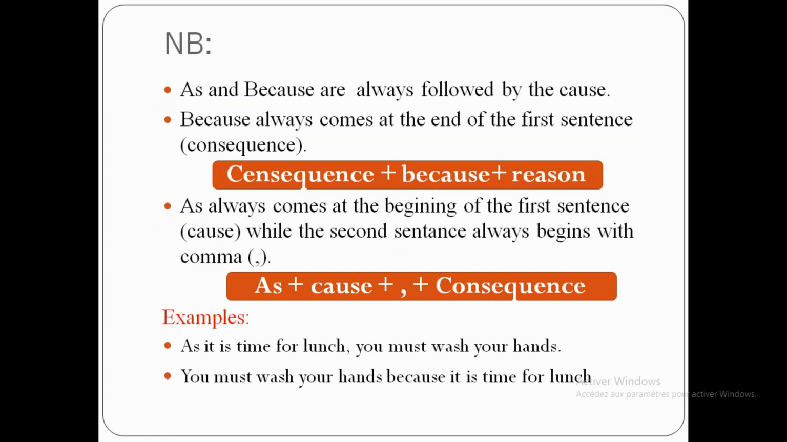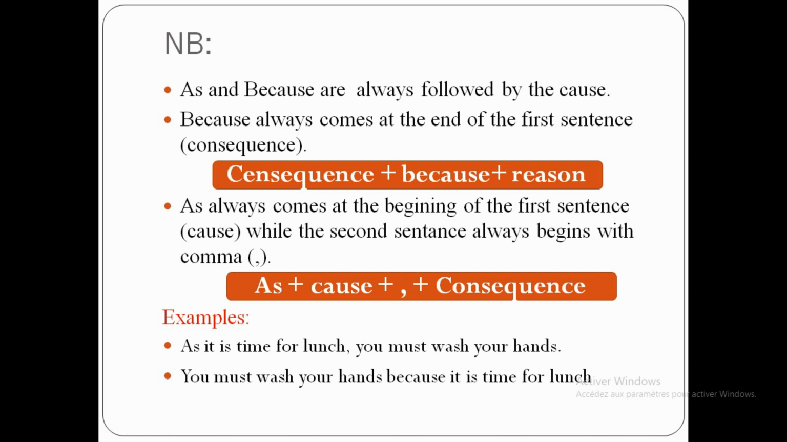Because always comes at the end of the first sentence: consequence plus the cause, the reason. Okay? The reason or the cause. As always comes at the beginning of the first sentence, which is the cause, while the second sentence always begins with a comma. We have as plus cause plus comma plus consequence. We will see in examples.